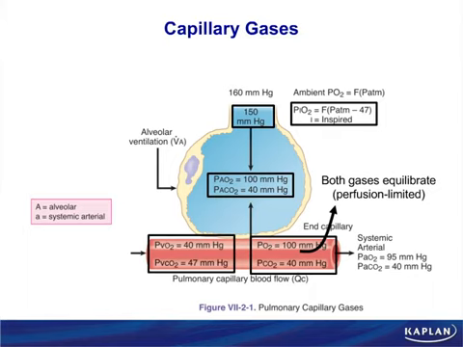Since both gases equilibrate, the term we use for that is perfusion limited. So if a gas is perfusion limited, this means in the blood we equilibrate with what's in the alveolus. So there is no longer a partial pressure gradient by the time we get to the end of the capillaries. So in that time available for diffusion, the gas equilibrates. That is referred to as perfusion limited.